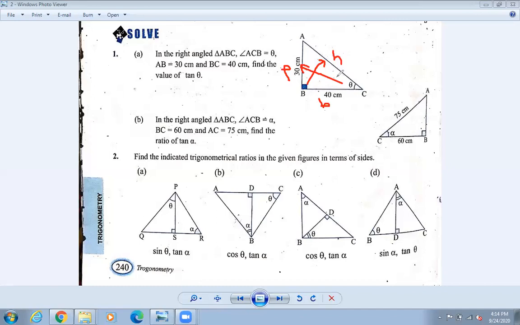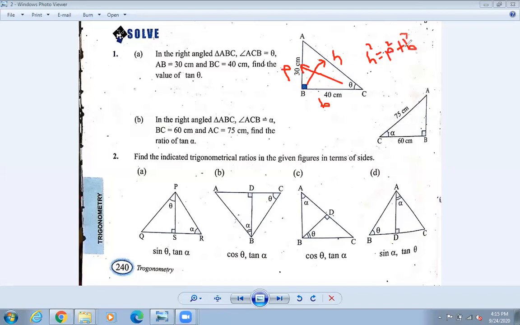Maybe H is also required. So let us find out the formula. Use the formula and get the value of H, because we have the value of P and the value of B, but we don't have the value of H. So what is the formula of this P, B and H? H square equals P square plus B square.